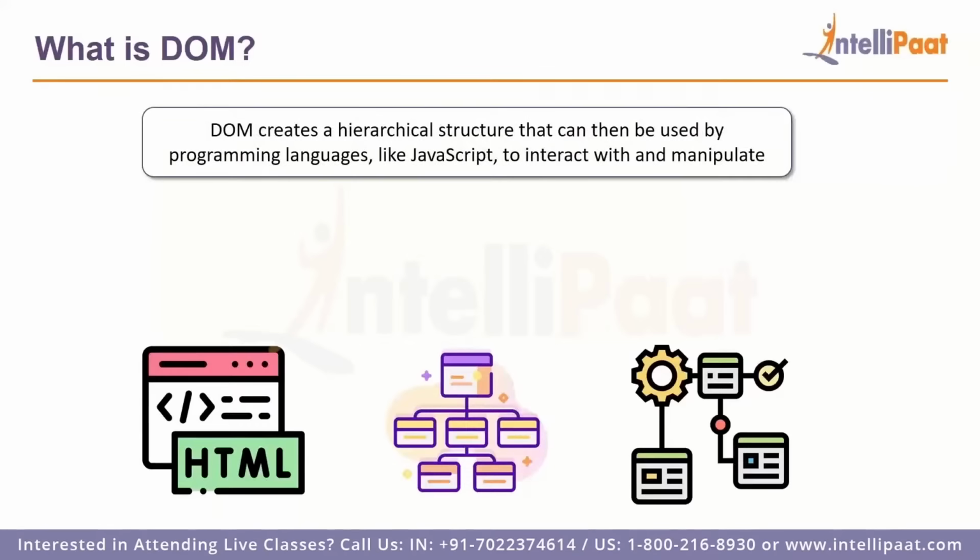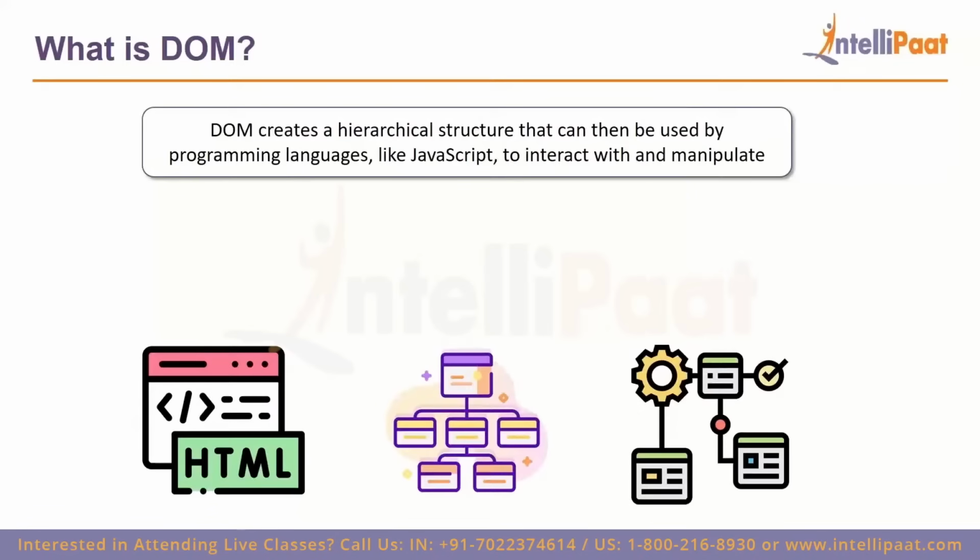A tree structure is a hierarchical structure where we have parent, child, sibling, grandparent, and all that. And in that, the DOM can be used by programming languages like JavaScript to interact with and manipulate it. Now, it can be used by JavaScript, but that's not the only language that can use it. For instance, if you're into web scraping, then you can take a look at Python's Beautiful Soup, and they also understand the document object model.